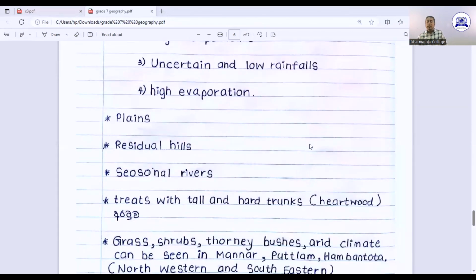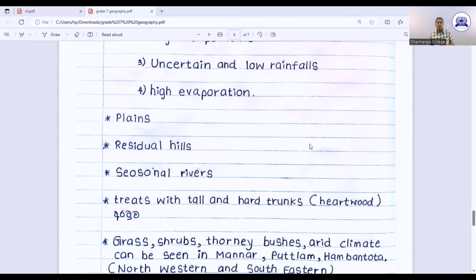Then the plains. No more hills, no waterfalls, no plateaus, no gaps, plains like a playground. Residual hills: there are some hills like Ritigala, Kataragama Hill, Sigiriya. Understand? They are the hills which can be seen as residual hills. Ritigala is very famous. Sigiriya is very famous.